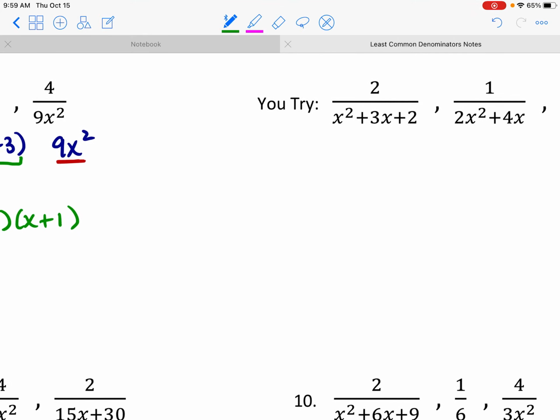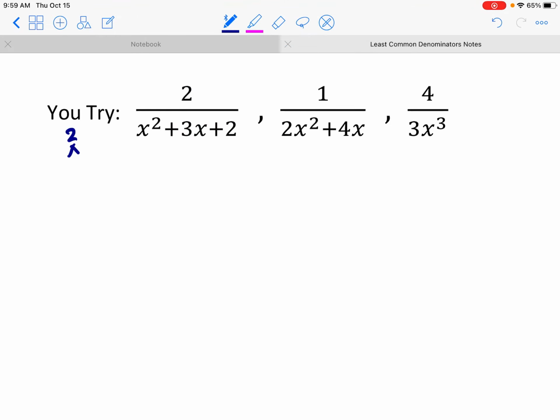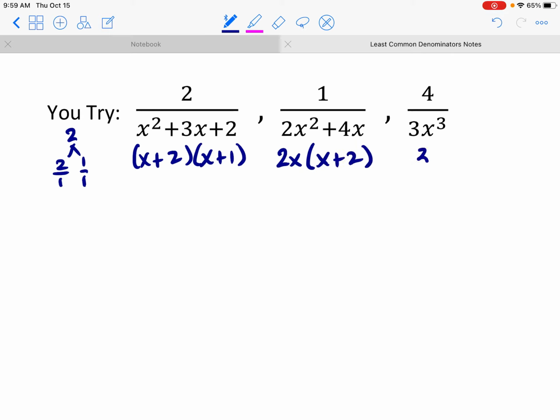Okay? Again, one for you to try if you're feeling like this is something you can handle. Get everything factored, and let's figure out what this common denominator is going to be. So factors of 2 that make 3 are 2 and 1. Dividing by 1, we know this is going to factor into 1x plus 2, 1x plus 1. Second denominator has got a GCF of 2x. Factoring that out is going to leave us an x plus 2. And then I can't factor 3x cubed, so I'm just going to bring that down.